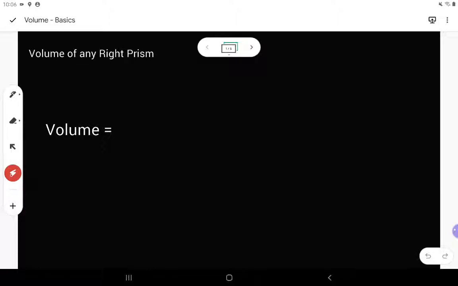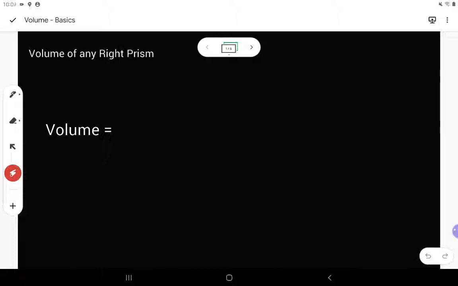So how much space it would take up in a room, or if you dropped your three-dimensional object into a tub of water, how much would it make the water level rise based on how much space that shape needs to occupy or take up. All right, so that's what we're looking for.